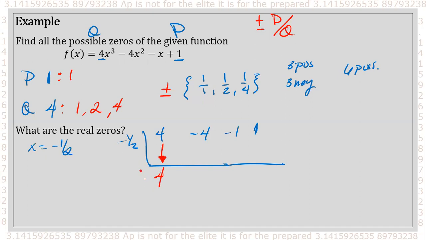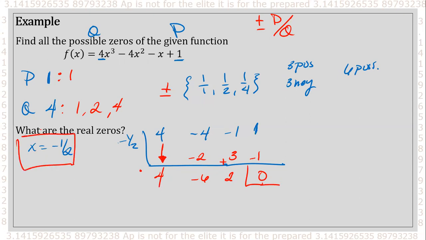I multiply 4 times negative 1/2, that is negative 2. And I can see that this is going to give me negative 6, right? If I add them. And then negative 6 times negative 1/2 will give me a positive 3. And if I add these, this gives me a 2. And if I multiply 2 times negative 1/2, that gives me a negative 1. And I get a remainder of 0. So this is indeed one of the real zeros.